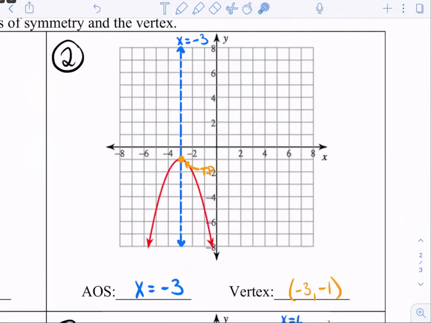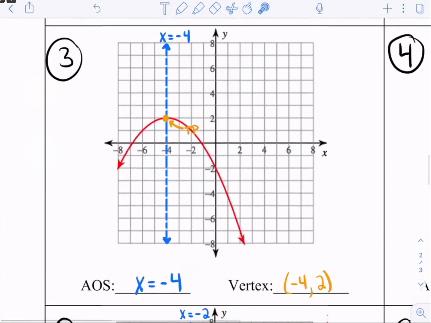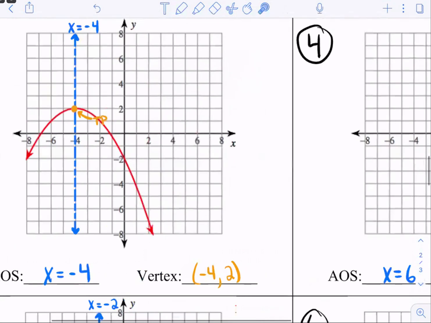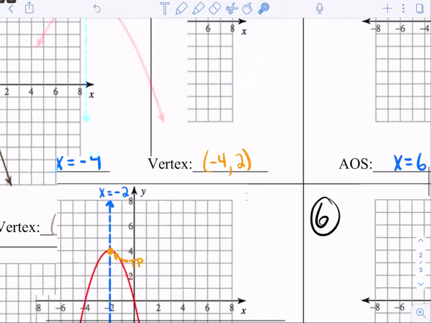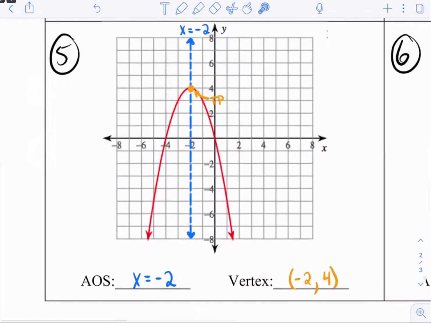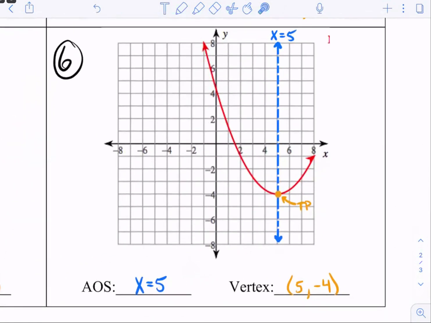Here's your answer for number 2. Here's your answer for number 3. Here's your answer for number 4. Here's your answer for number 5. And here's your answer for number 6.